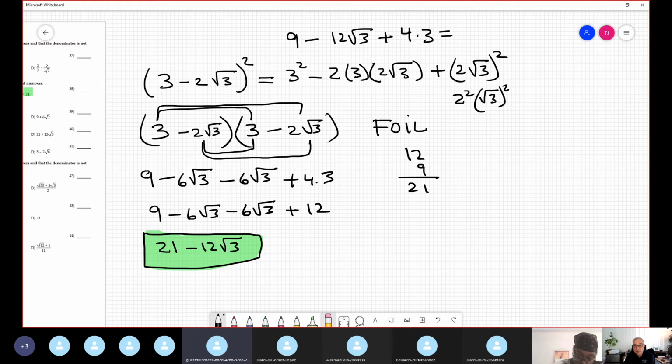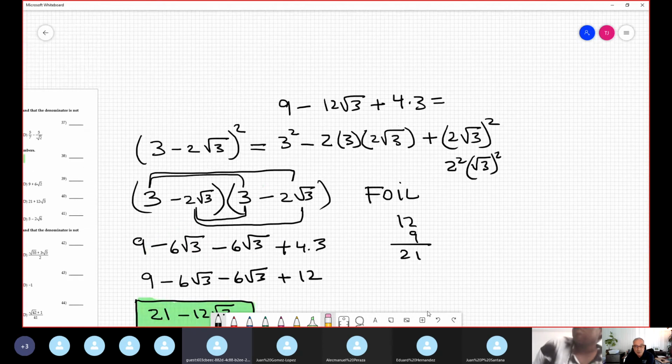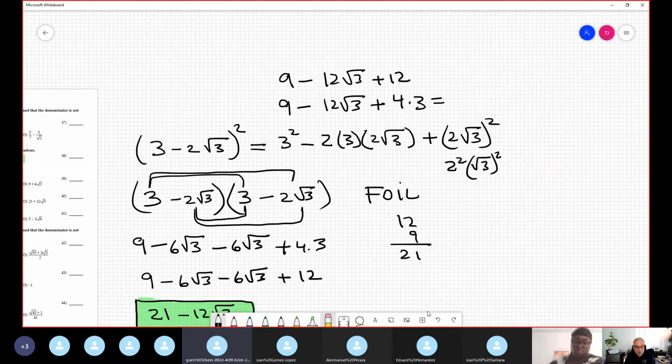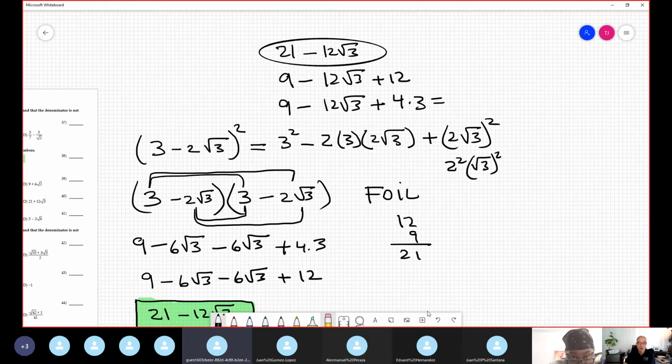Entonces we have 12. You have 9. Okay, here. Let me copy here. 9 minus 12 radical 3 plus 12. Entonces in this moment we have, well, no. You combine, it's 21, no? 21, 9 plus 12 minus 12 radical 3. And you get exactly the same answer.